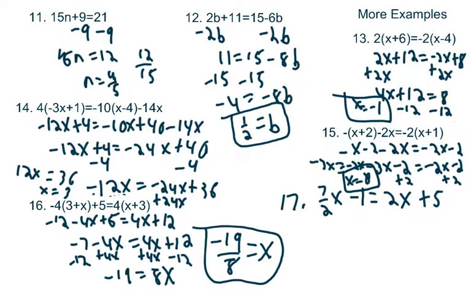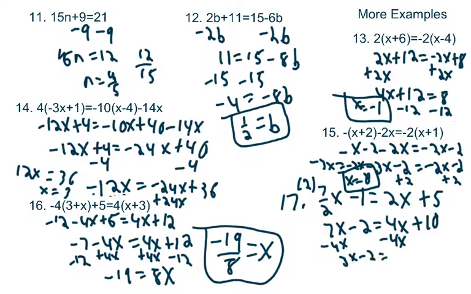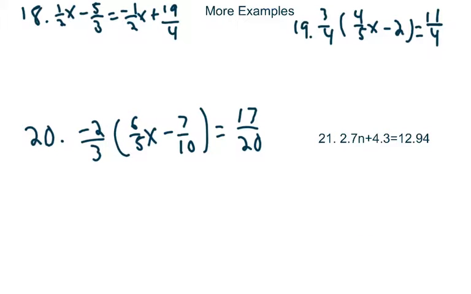Let's multiply everything by 2 so we can get whole numbers. That's how you get rid of the fractions. So that'll be 7x minus 2 equals 4x plus 10. Subtract both sides by 4x. 3x minus 2 equals 10. Add both sides by 2. 3x equals 12. X would be 4. That's your final answer. For this example, we're going to multiply everything by 12.